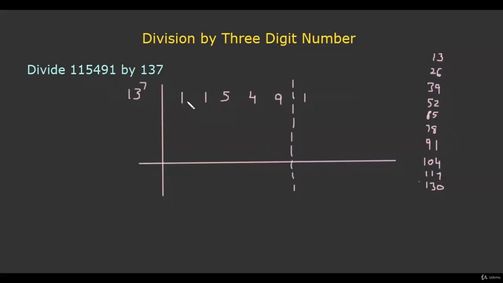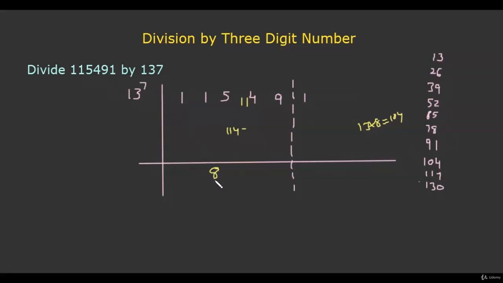Now if 13 divides 115, we know that 13 times 8 is 104. So if 13 divides 115, we get 8 as the quotient and 11 as the remainder. And we place the remainder before the next dividend number. Now from the next dividend number 114, we have to get the net dividend number by subtracting the product of the flag digit number and the previous quotient number.